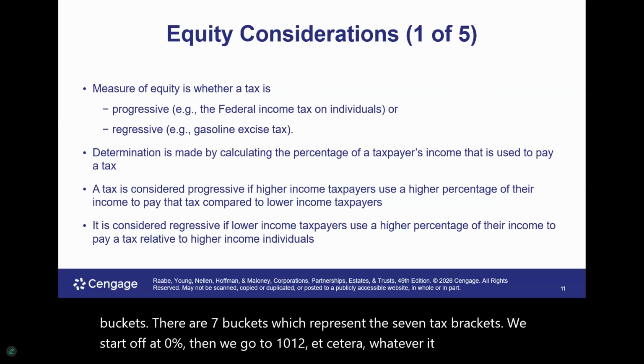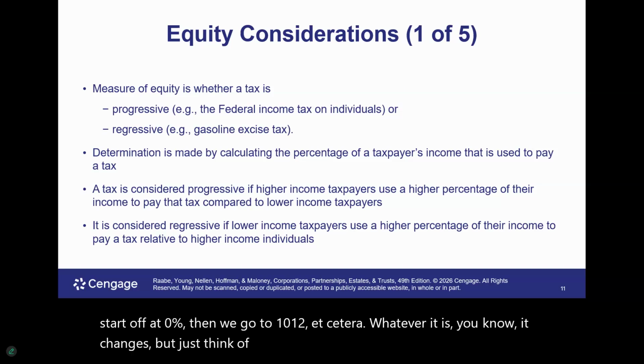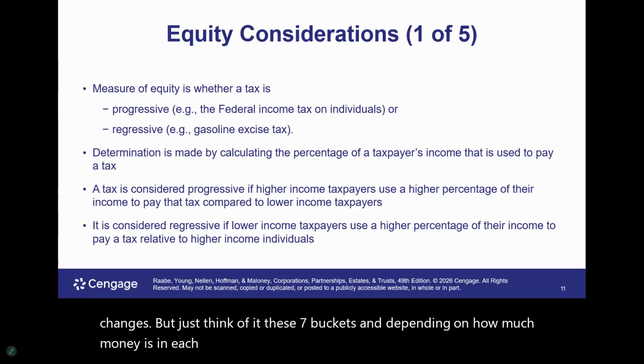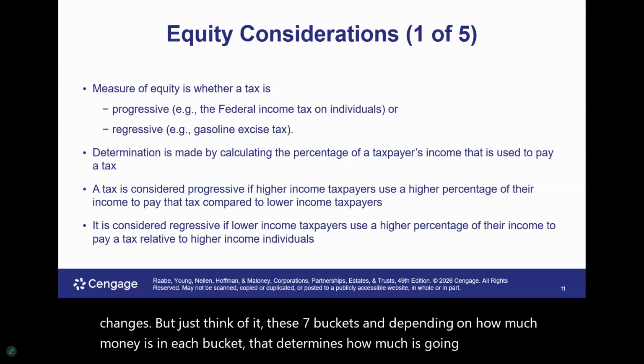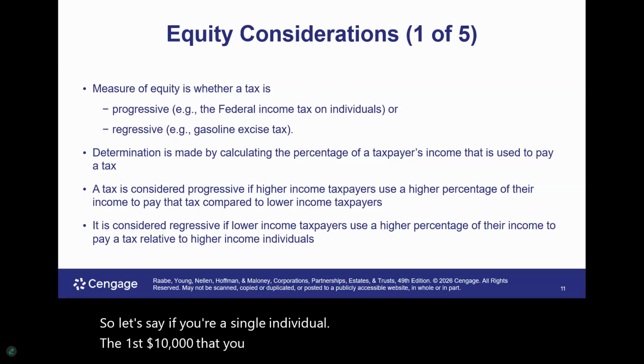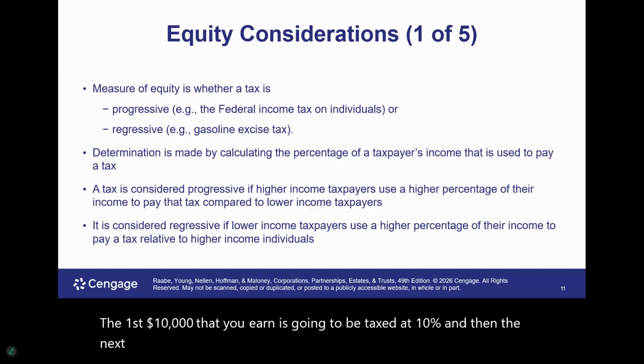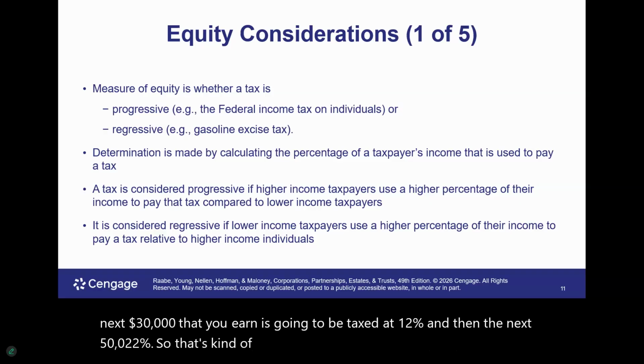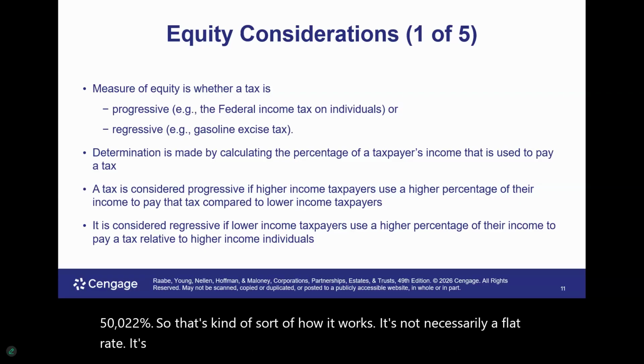Whatever it is, it changes. But just think of these 7 buckets, and depending on how much money is in each bucket, that determines how much is going to be taxed. So let's say you're a single individual: the first $10,000 that you earn is going to be taxed at 10%. And then the next $30,000 that you earn is going to be taxed at 12%. And then the next 50,000, 22%. So that's kind of how it works. It's not a flat rate. It's like a staggering tax rate based on how much income you earn.